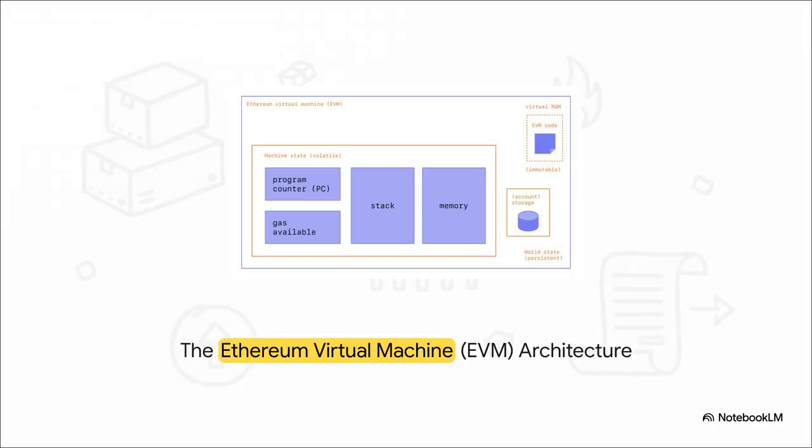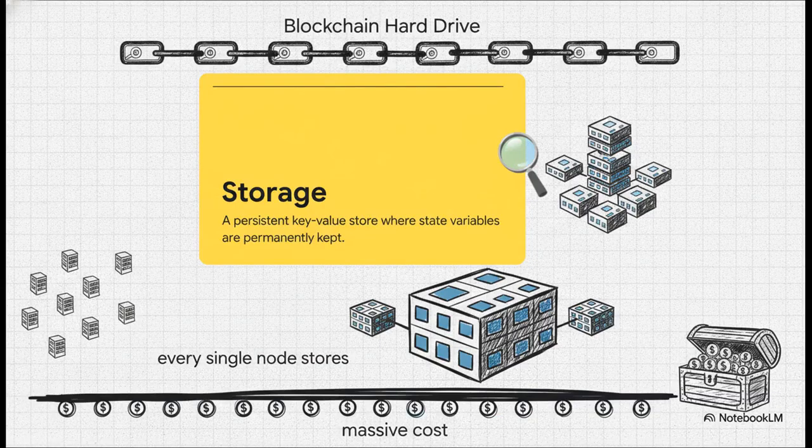To understand why, let's look under the hood at the Ethereum virtual machine architecture. It basically relies on three main areas to execute instructions. You've got your volatile stack and memory handling things on one side, and then, on the other, you have your persistent storage. Now, think of storage as the blockchain's actual hard drive.